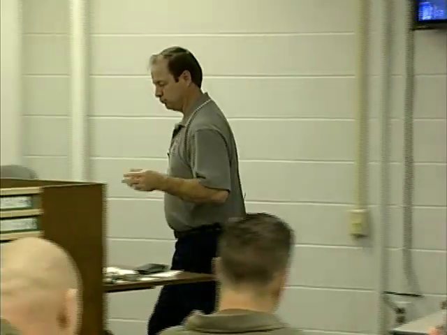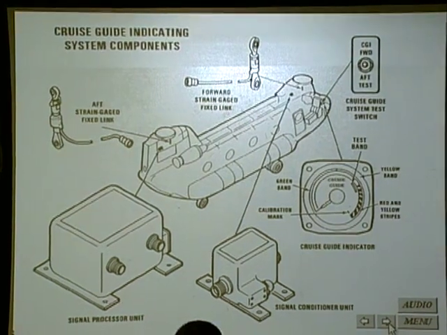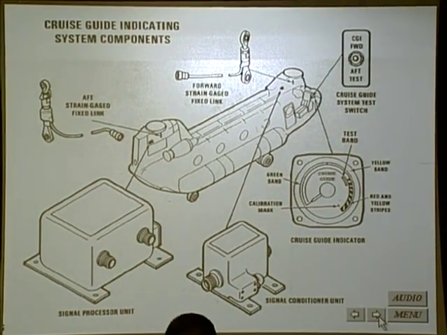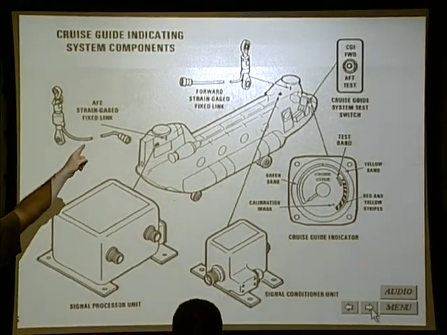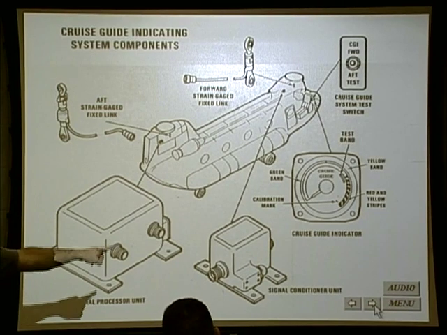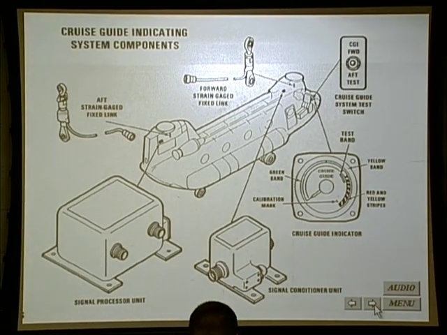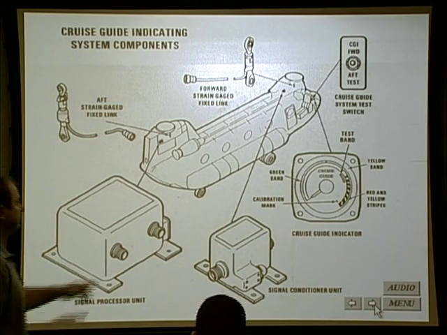Okay? Now, as we look at the components, this is the aft fixed link, aft strain gauge. There's the aft longitudinal cyclic trim actuator. The system's going to consist of the gauge up in the cockpit, which we already talked about. The strain gauge, or the fixed link strain gauge, is going to send a signal to what's called a signal conditioner unit. It's located in that forward left side of that forward pylon. That's where that signal is going to go to. That signal is then going to be sent to the aft pylon.